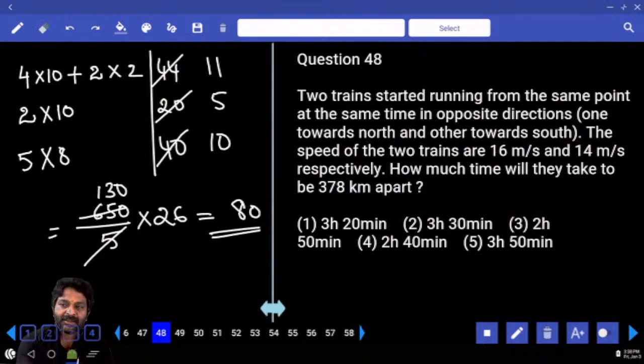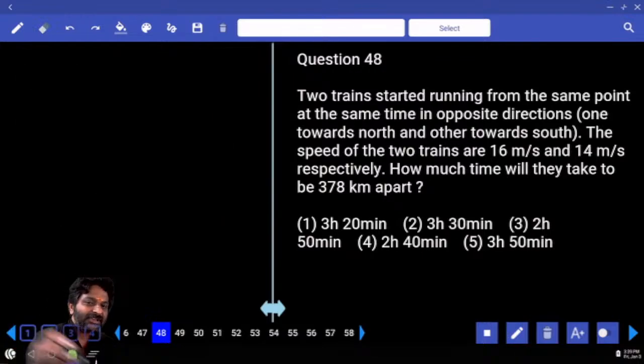Two trains started running from the same point at the same time in opposite directions, one towards north, the other towards south. The speeds of the two trains are 16 meters per second and 14 meters per second respectively. How much time will they take to be 378 kilometers apart? Your question is to identify time. That's it. Time t is equal to distance by speed.